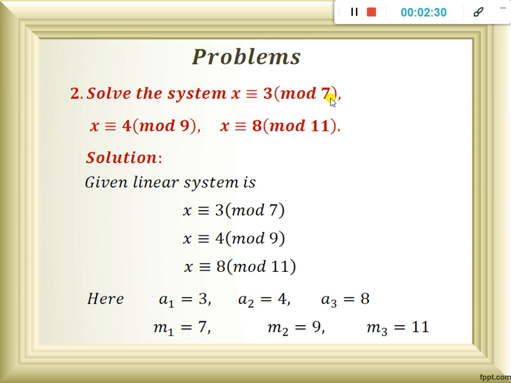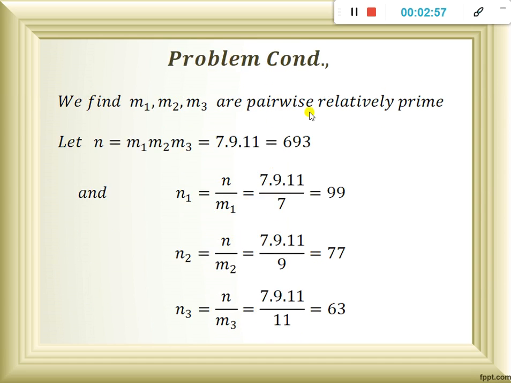The first modular value is m1 equal to 7, the second m2 is equal to 9, the third modular value m3 is equal to 11. As per the Chinese remainder theorem, these modular values must be pairwise relatively prime. So just find the GCD of any two values, m1 with m2, m2 with m3 or m1 with m3. Their GCD must be 1, right? That's what I have given here.